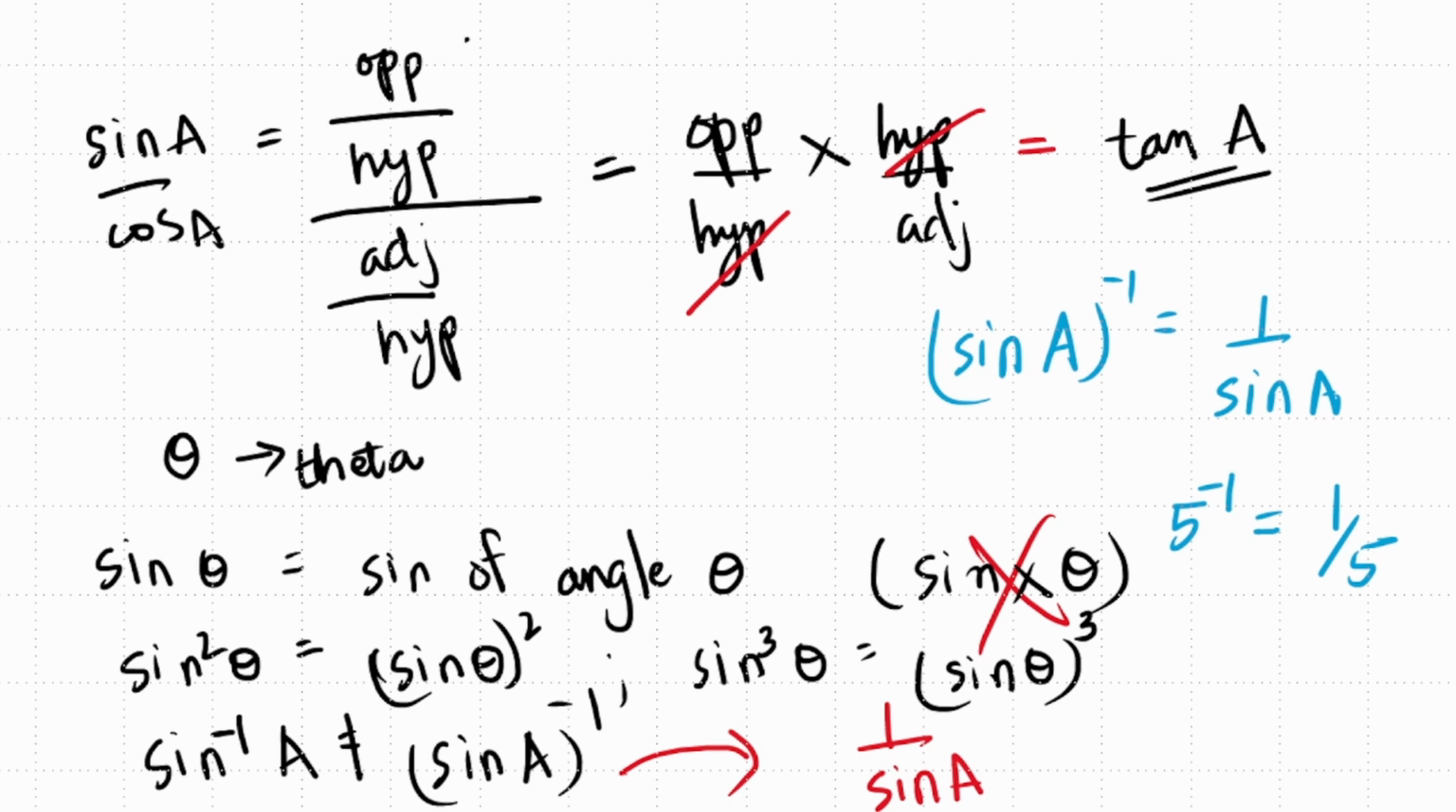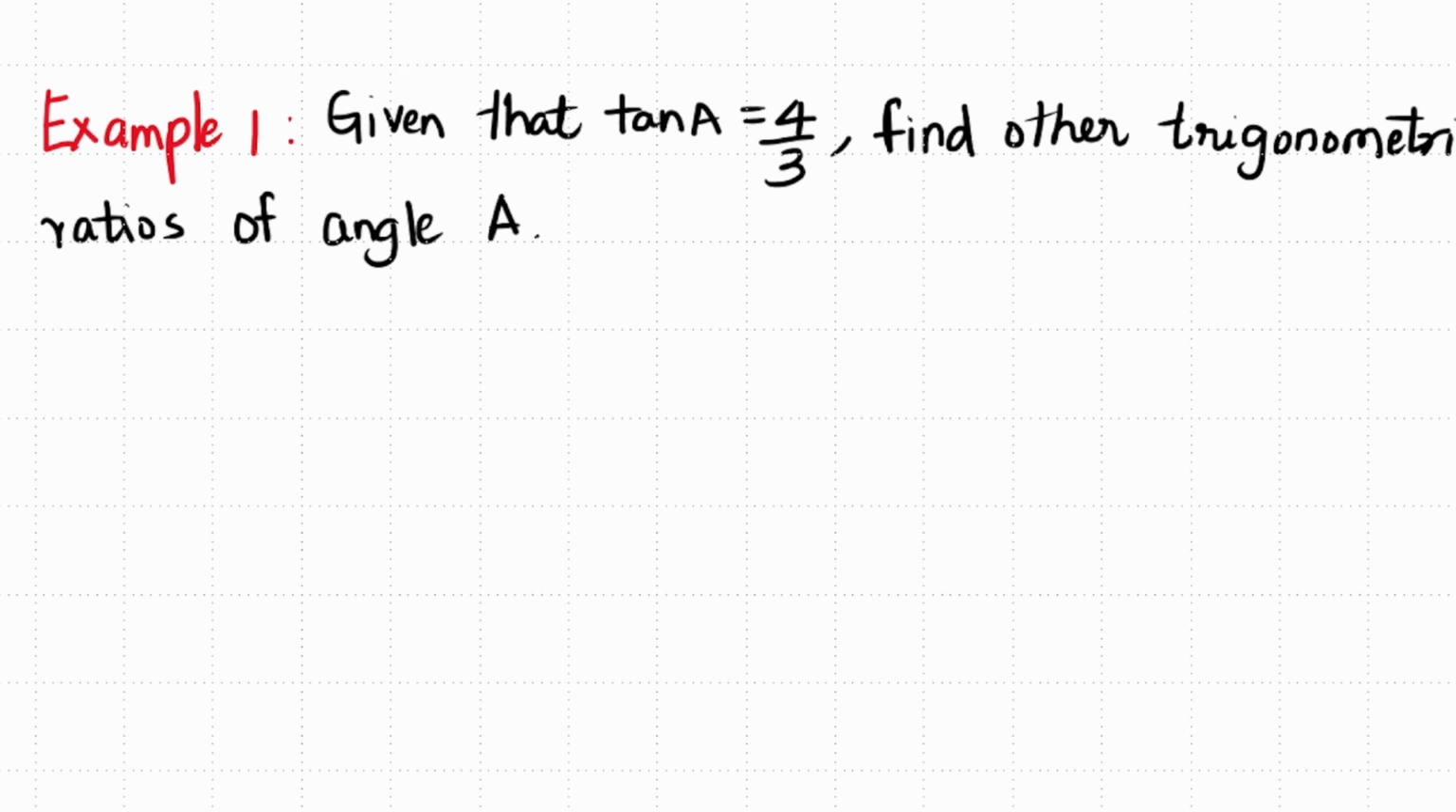That's it. Now let us solve some questions from your NCERT, the example questions. I'm only explaining them, since the solution is already provided there. So let us start. Here it is given that tan A is 4 by 3, and we need to find the other trigonometric ratios of angle A.